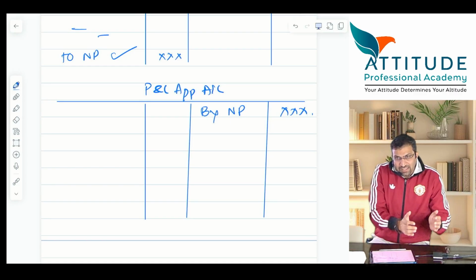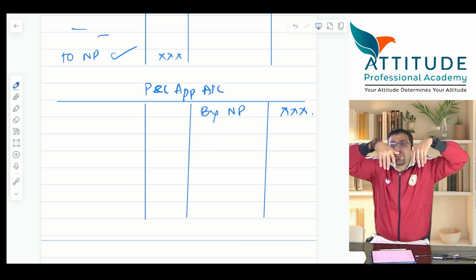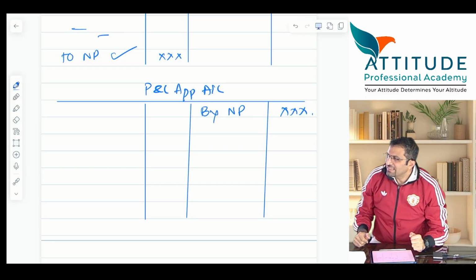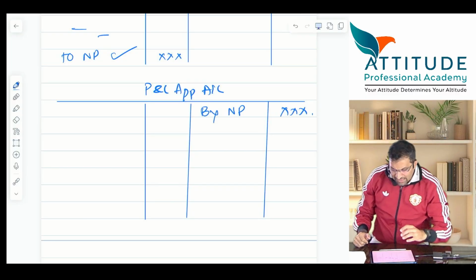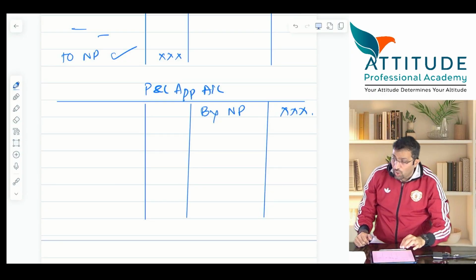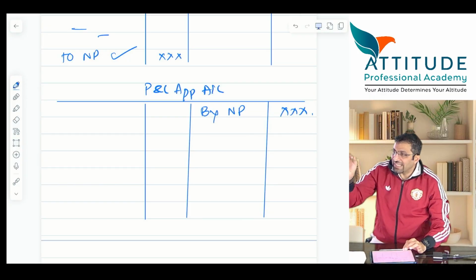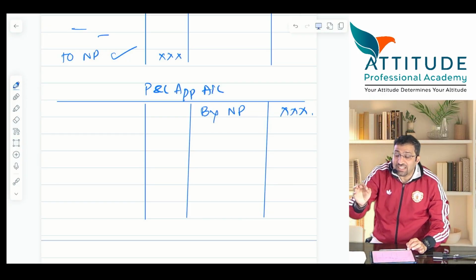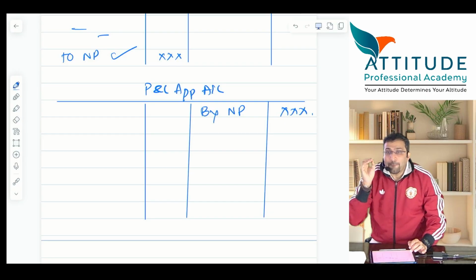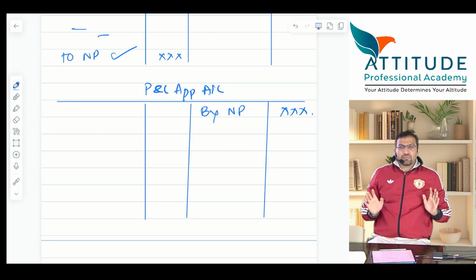Whatever is appropriated, it will first go to whose account? Partner's capital account. From there, they will withdraw the money. That drawings is already there. Is that clear? That is why P&L appropriation account. Now, please try to understand. What comes in P&L appropriation account is anything given to the partner in partner's capacity. I repeat, anything given to the partner in partner's capacity will come in P&L appropriation account.